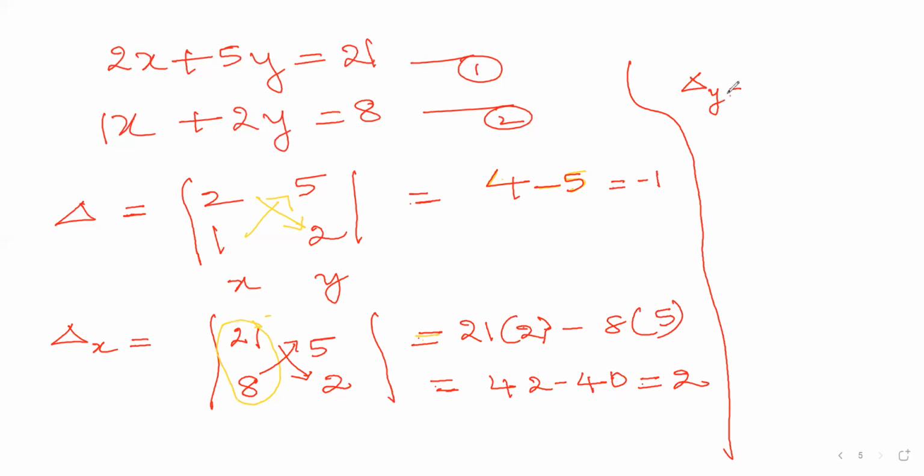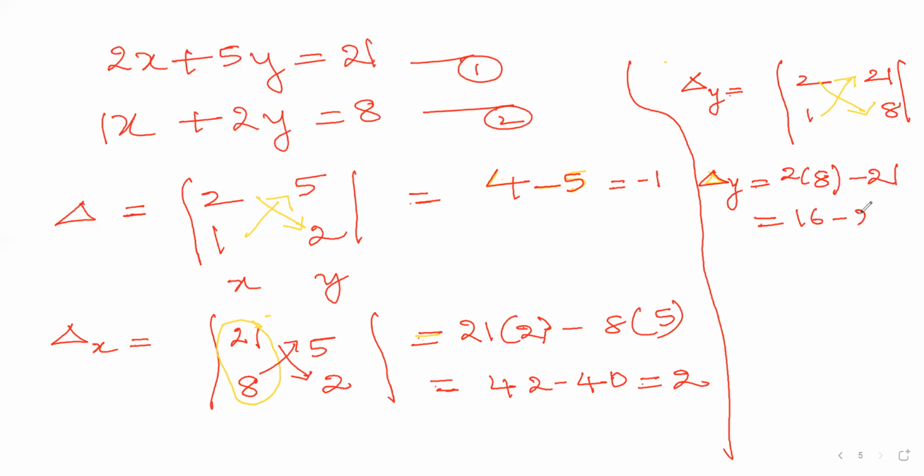Just like delta x, by the same logic, from delta you have to replace the y coefficient column elements by constants. So you have 2 and 1, replace it with 21 and 8, and of course perform the cross multiplication, finding the determinant. So delta y will be what? Delta y will be 2 into 8, which is 16, minus 1 into 21, which is 21. 16 minus 21 will be minus 5.